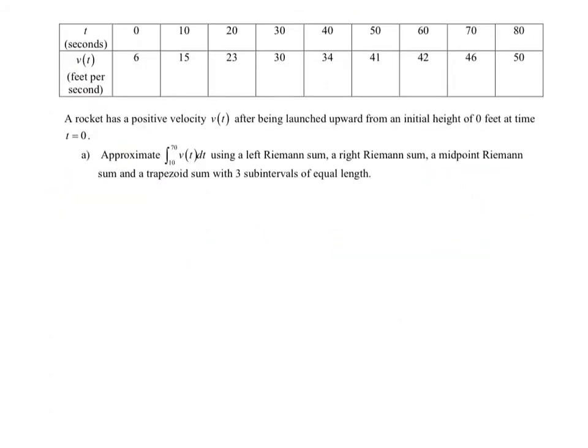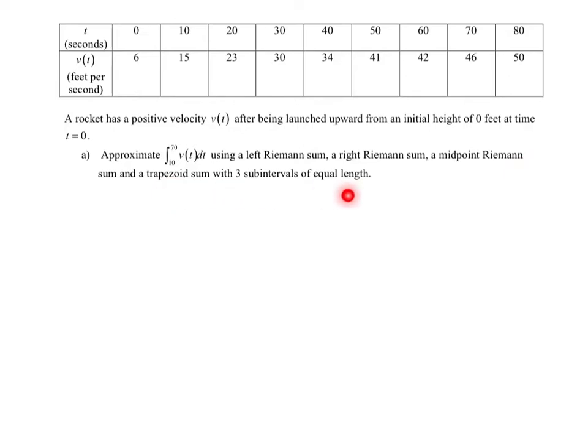All right, so here's our first example. We've got a nice tabular data set, so that's on a table, and it says a rocket has a positive velocity after being launched upward from an initial height of 0 feet at time t equals 0. And take notice that we have velocity in feet per second in time. Part A. Approximate the integral from 10 to 70 of v of t dt using a left Riemann sum, a right Riemann sum, and a midpoint Riemann sum, and a trapezoid with 3 subintervals of equal length.